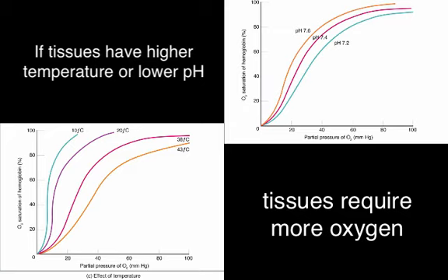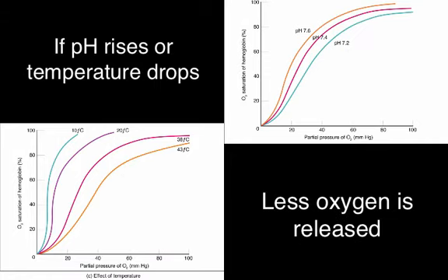Meaning, if the tissues have a higher temperature and a lower pH, the tissues require more oxygen, so hemoglobin releases oxygen so it can diffuse into the tissues. Conversely, when the pH rises or the temperature drops, less oxygen is released and the hemoglobin stays bound to oxygen, shifting the curve to the left.